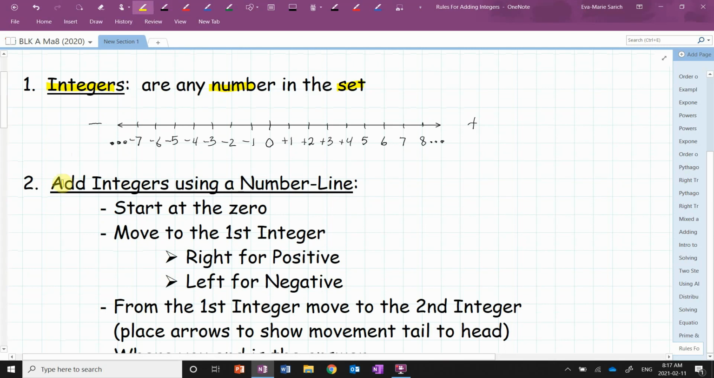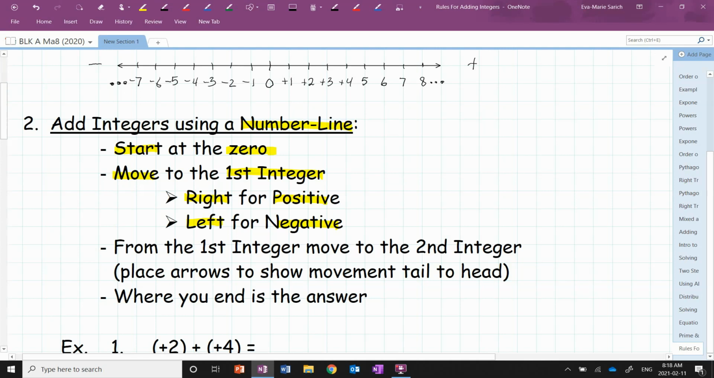To start off with, I'm going to be talking about adding integers using a number line, okay? Now, when we do this, we want to put our pencil at the 0, or we're going to start at the 0. And then we're going to move to the first integer. Now, remember, you're going to move to the right if it's positive, and you're going to go to the left if it's negative. And you go the number of spaces that the integer represents. So if we're starting at +5, we're going to go 5 steps or 5 little ticks in the right direction.